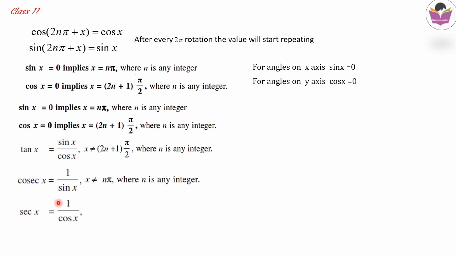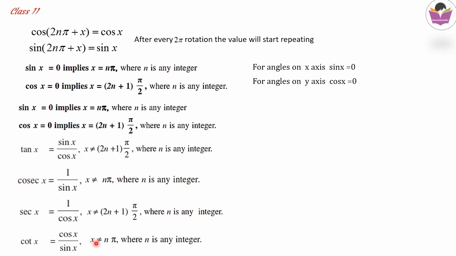Then sec x is the reciprocal of cos x. That is cos x should not be equal to 0 here, because cos x is in the denominator. Cos x is 0 for these values, (2n + 1) times π/2. So the condition is here x not equal to (2n + 1) times π/2. Then finally the cot x is cos x by sin x, and the denominator if we check, it is sin x. Sin x will be 0 in x is equal to nπ cases. So here sin x should not be equal to 0 means x not equal to nπ, where n is any integer.